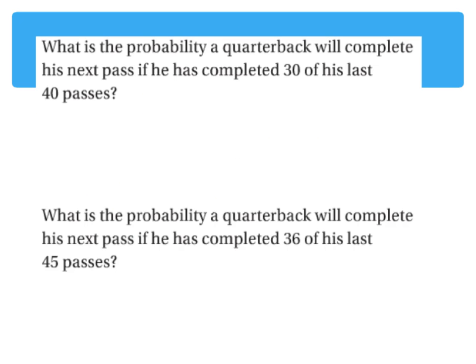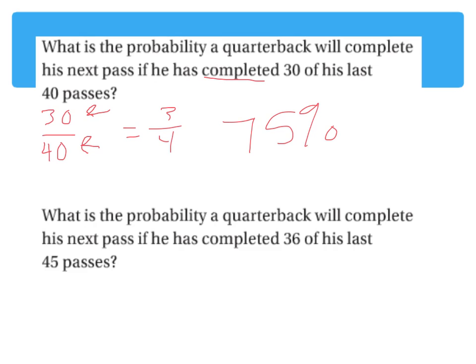So my first question, what is the probability a quarterback will complete his next pass if he has completed 30 of his last 40 passes? So there's a total of 40 here, and he has completed 30 of the 40. So now I have my intended outcome over my total. So that's going to be equal to 3/4 or 75% chance that he will complete it. Right now I want you to pause the video and try this next problem by yourself. And you should have gotten 80% chance.